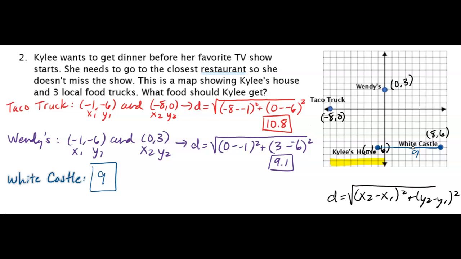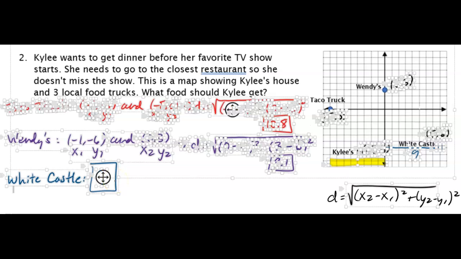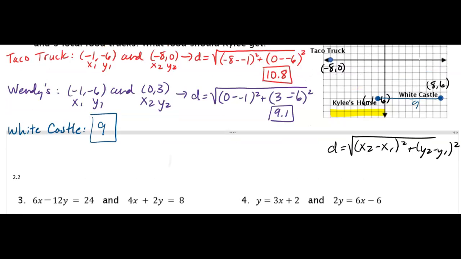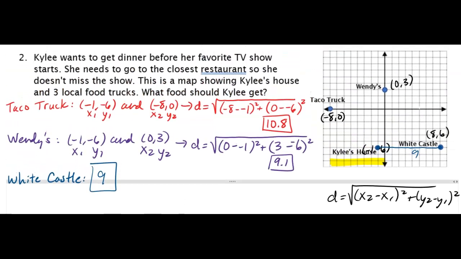So now if I look at all 3 of my numbers, I can see that the smallest number is 9. So that means the answer to this question is that she should go to White Castle, because that's the one that is the closest to her house. It's the shortest distance.